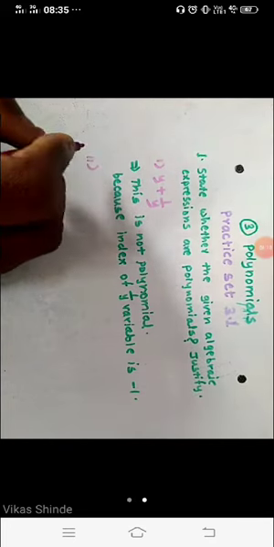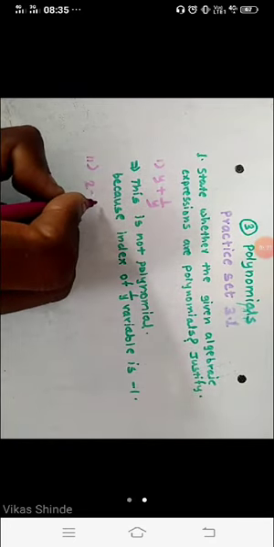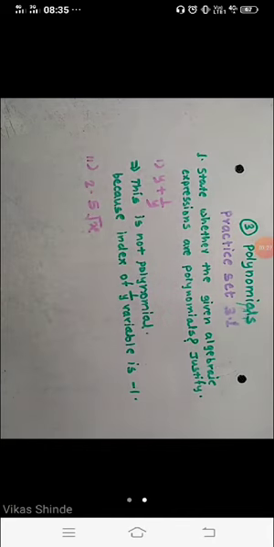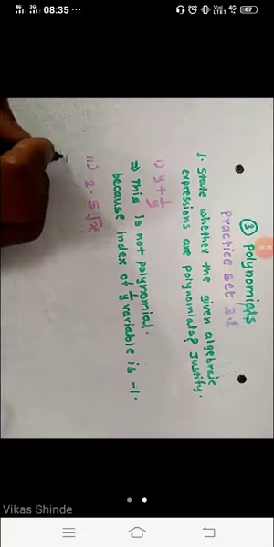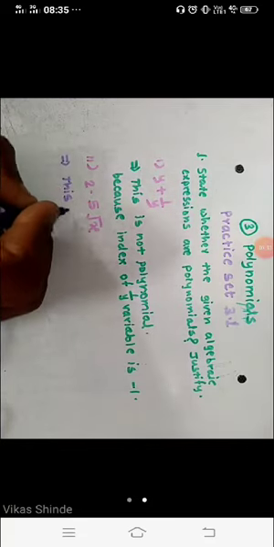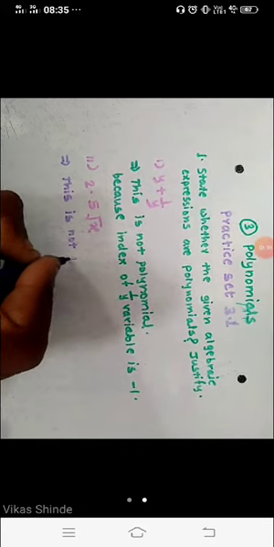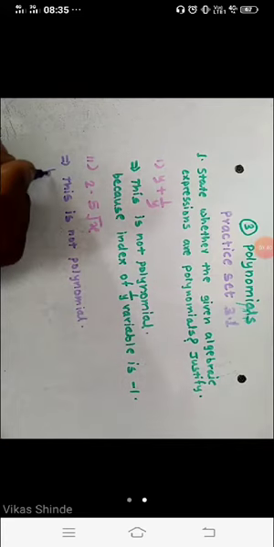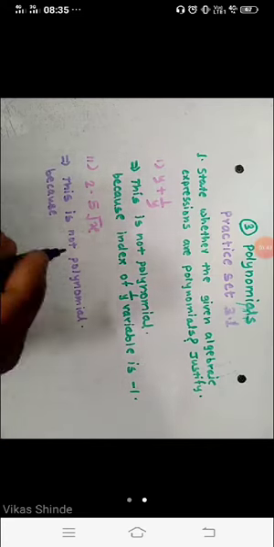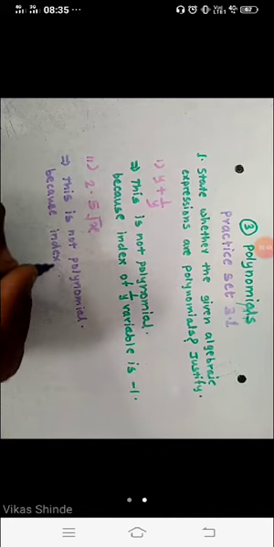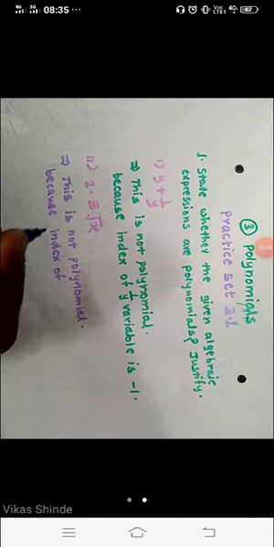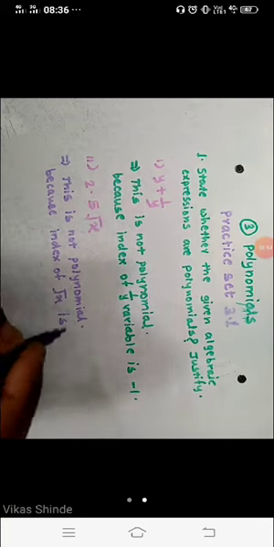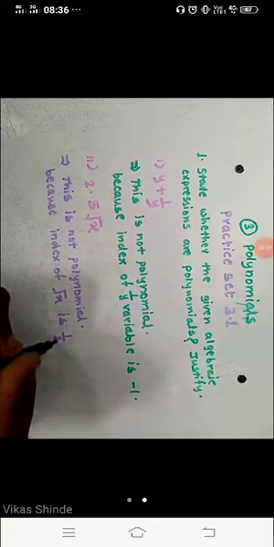Now see students, the second one here, 2 minus pi under root of x. This is not a polynomial, for the same reason, because the index of under root of x is 1 upon 2.